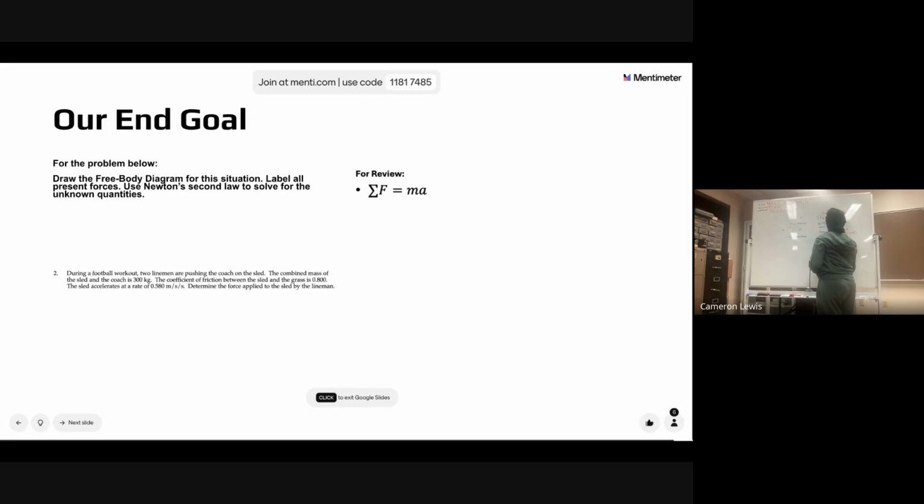Do we know the mass? Yes. What is the mass? 300. Acceleration would be 0.58. Exactly. That's math, we can do that. So let's do that real quick. 300 times 0.58 is 174. 174 exact.